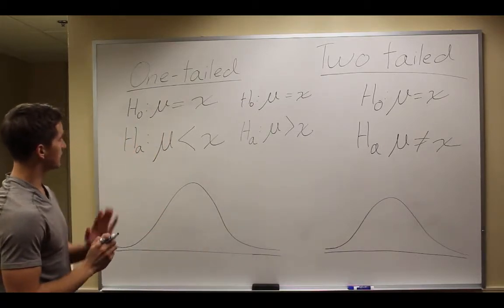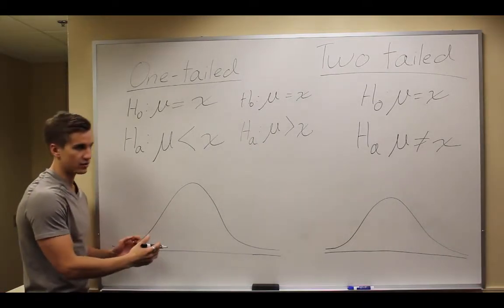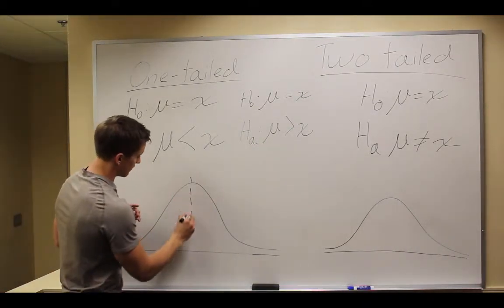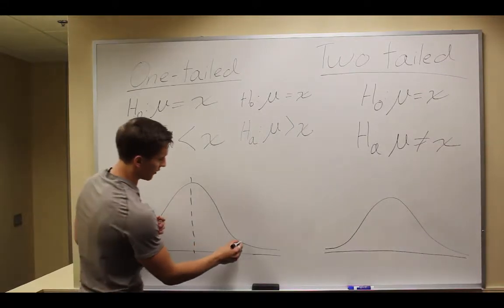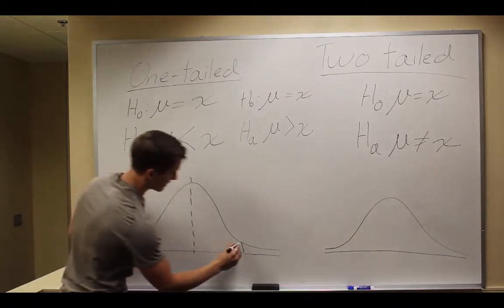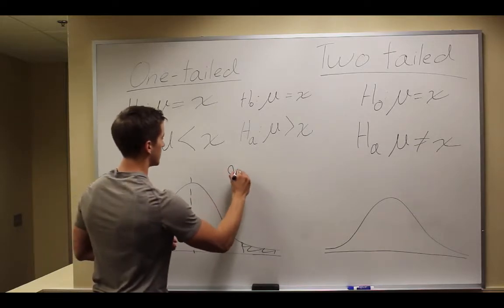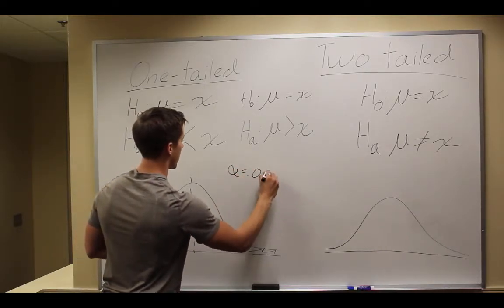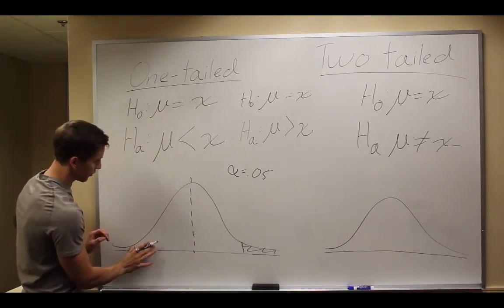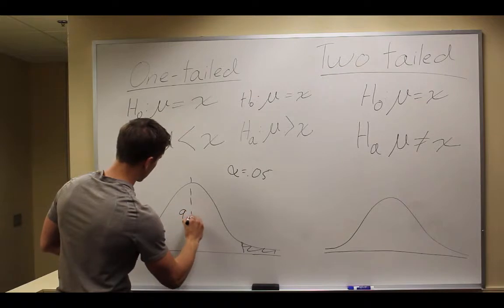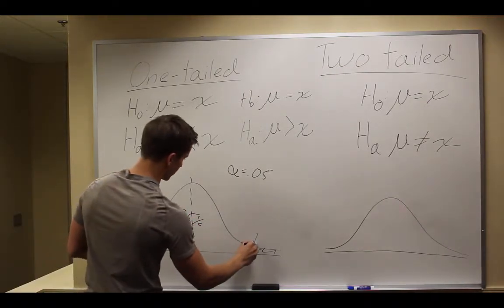So to first begin with a one-tailed hypothesis test, we're looking at the normal distribution. And as we know, we have our p-values off at the end. Now, if we're testing for an alpha of 0.05, it means we're looking for 95% of the data. So with a one-tailed test, we're looking for 95% of the data this way. And this is our rejection region.